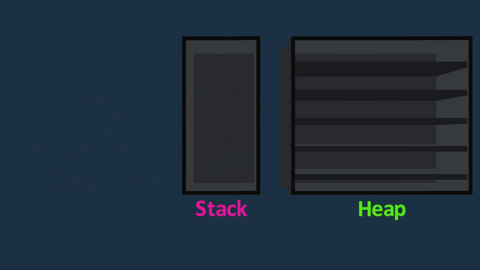Now, let's talk about the heap. Unlike the stack, the heap is a memory region without a specific order. It's a large pool of memory that can be dynamically allocated and deallocated during program execution. In C#, the heap is primarily used for managing objects.